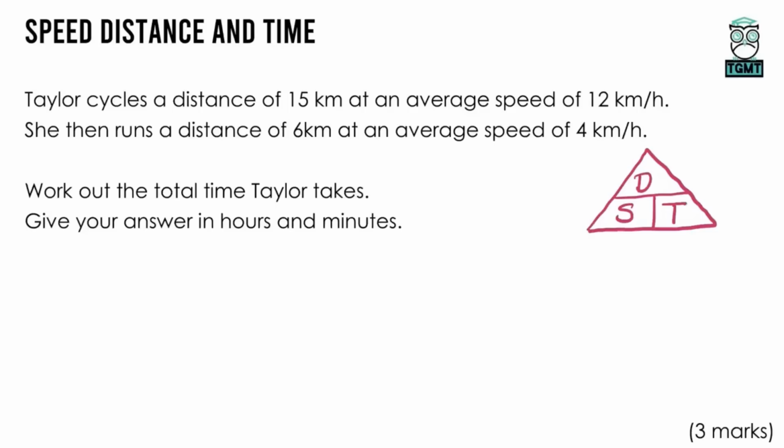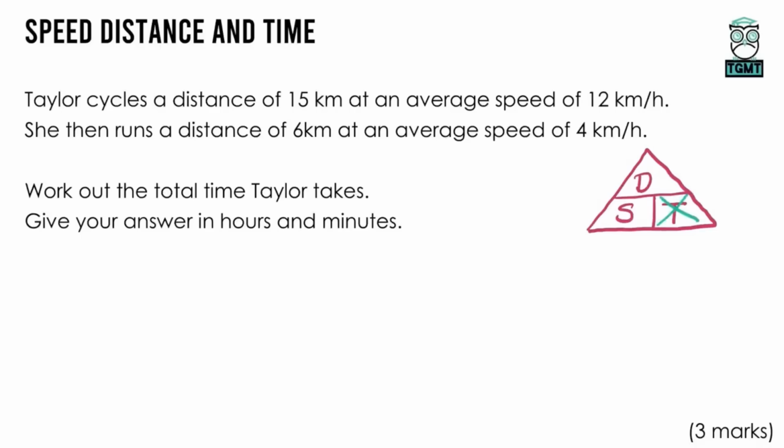So it says here, Taylor cycles a distance of 15 kilometres at an average speed of 12 kilometres per hour. She then runs a distance of 6 kilometres at an average speed of 4 kilometres per hour. Work out the total time Taylor takes and give your answer in hours and minutes. Now again, if you have non-calculator methods that you prefer, absolutely fine if you want to stick with them. But here we're going to be working out a time. So if we're working out a time, it's distance divided by speed.